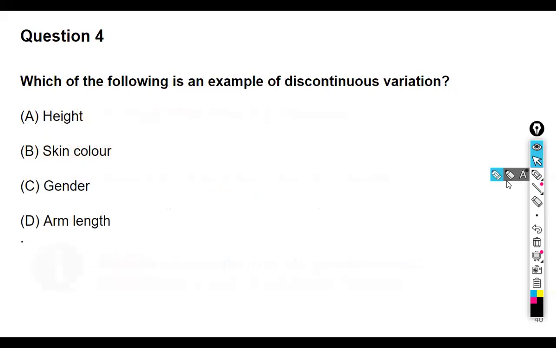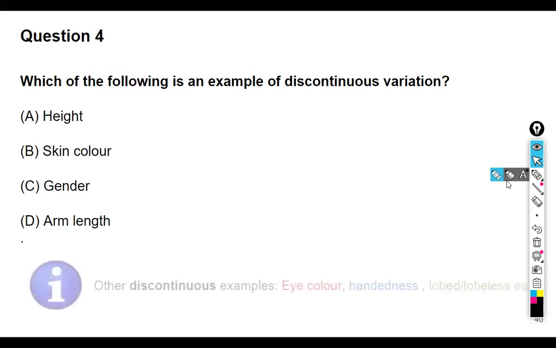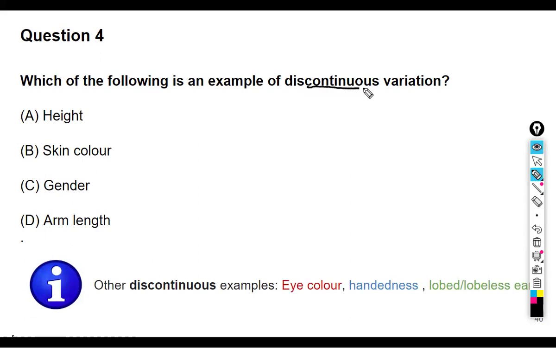Which of the following is an example of discontinuous variation? Let me give you an example. I'll talk about continuous first, which is the opposite of discontinuous, and is on a spectrum. So things like height. Height is a spectrum. There's no definite height for someone. Arm length, the length of someone's arm, skin color. Those things are continuous, but they are asking for discontinuous.